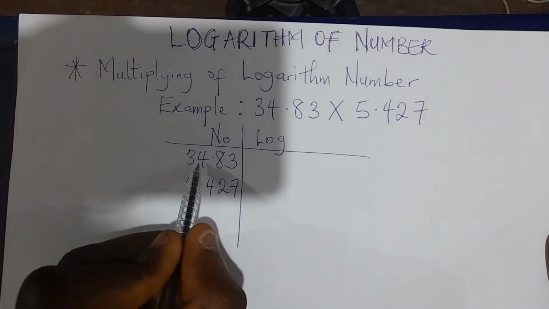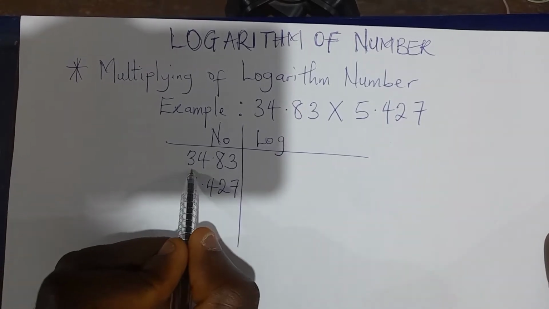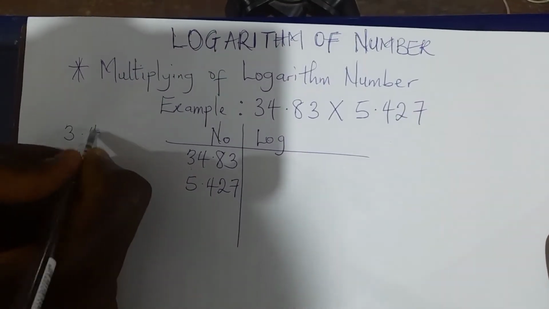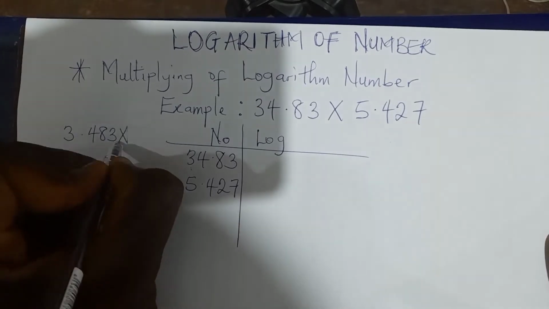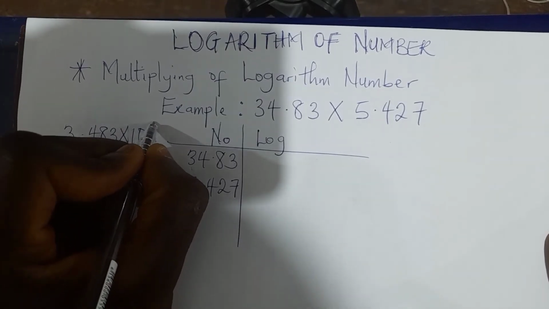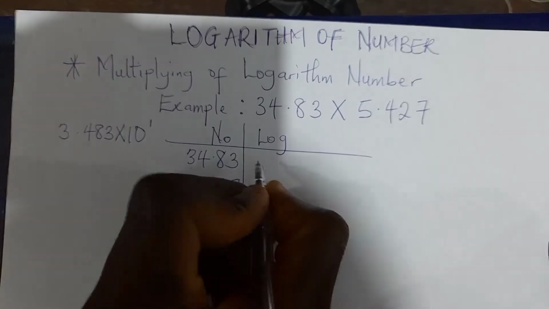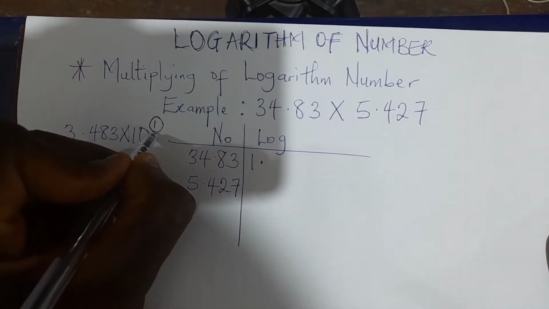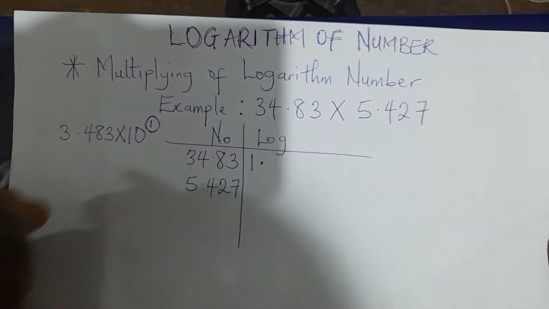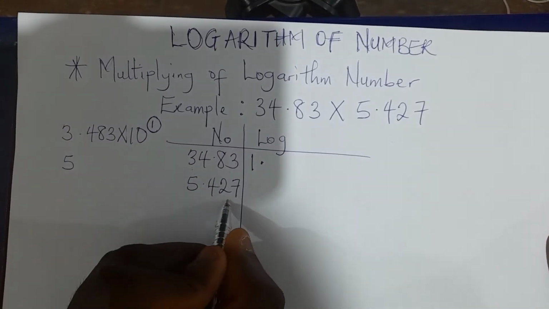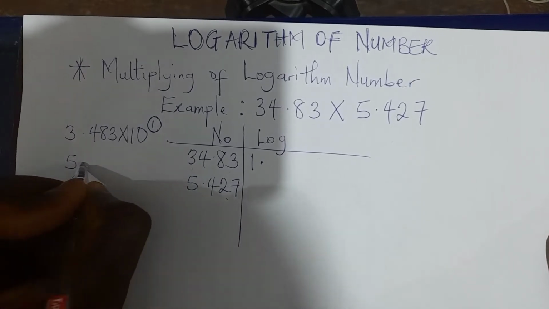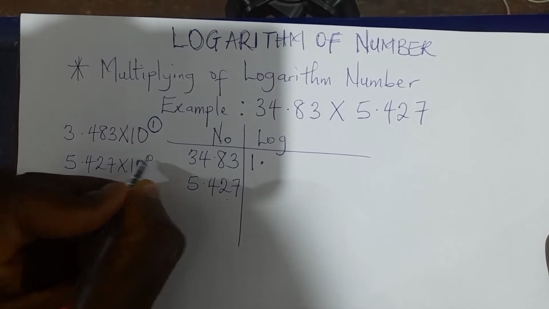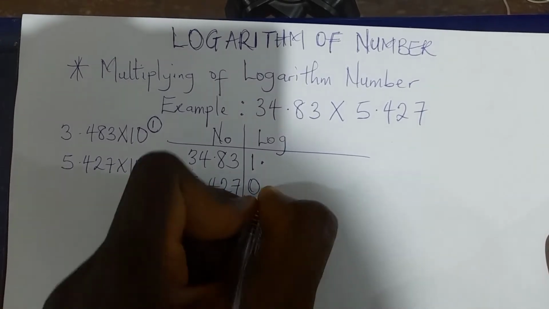Now look at this. Taking this to a standard form, this will be 3.483 times 10 raised to power 1. Which means it will be 1 point. You're focusing on the power, so it will be 1 point. Now look at this. Taking this to a standard form, it will be 5.427 times 10 raised to power 0. So this will be 0 point.